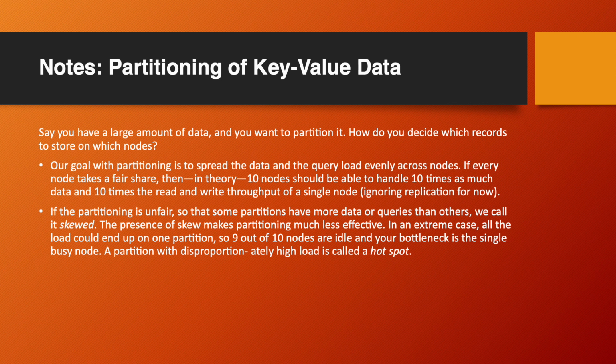If the partitioning is unfair, so that some partitions have more data or queries than others, we call it skewed. The presence of skew makes partitioning much less effective. In an extreme case, all the load could end up on one partition, so 9 out of 10 nodes are idle, and your bottleneck is the single busy node. A partition with disproportionately high load is called a hotspot.